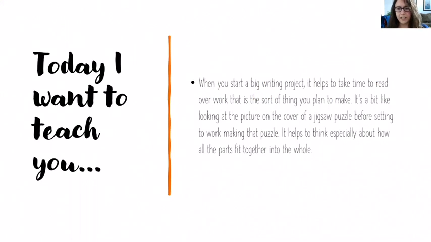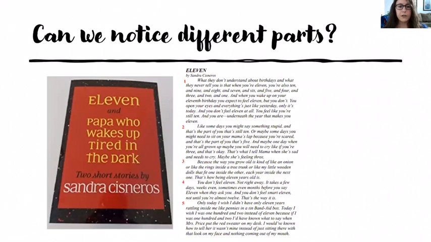So today what I want to teach you is that anytime we start a big writing project, it really helps to take the time to read over work that is the sort of thing that you plan to make. You know, kind of like when you're going to make a puzzle, you look at the box lid and see what that picture looks like. It helps to think about how all the pieces are going to fit together as a whole. So, can we notice the different types of elements in this story?